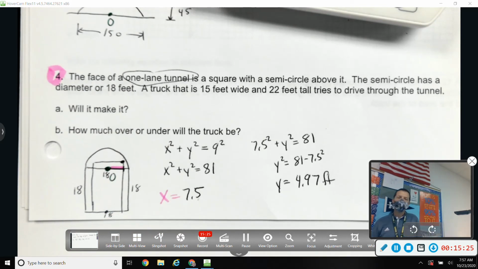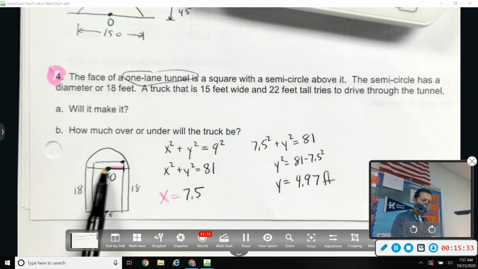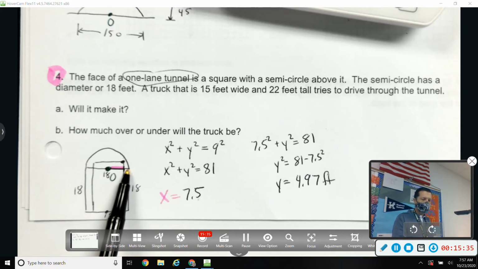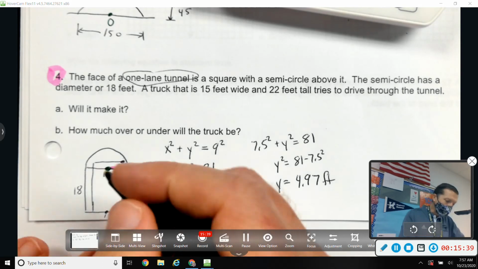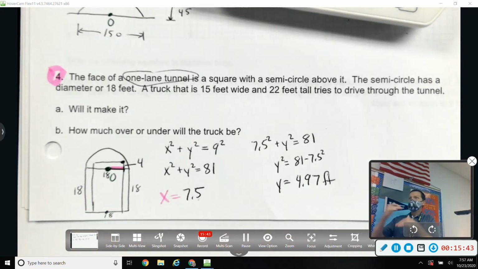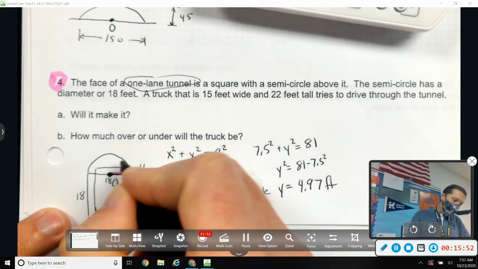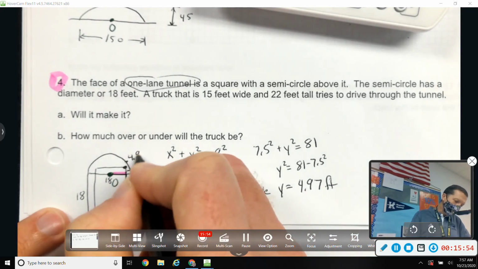If the top line is 0, right? The top line, what do you mean? This top line is 0? Yeah. It's 4 feet above the 18. Yes. So the truck is 4 feet above the top of the square. So the circle is at 4.97 feet high.